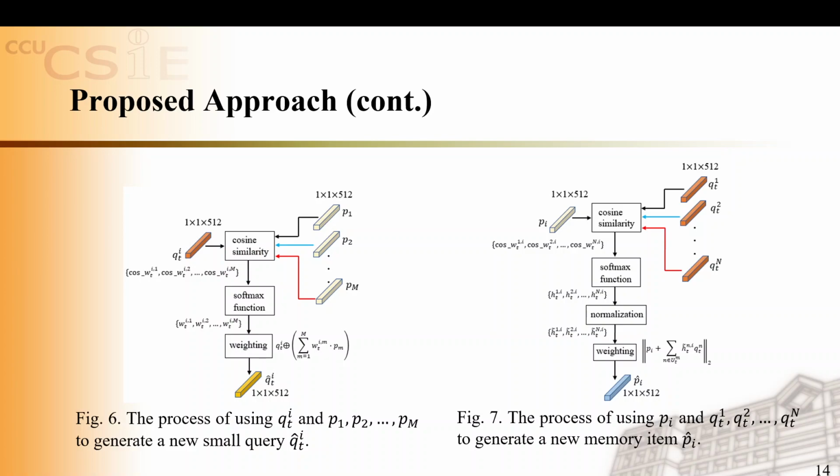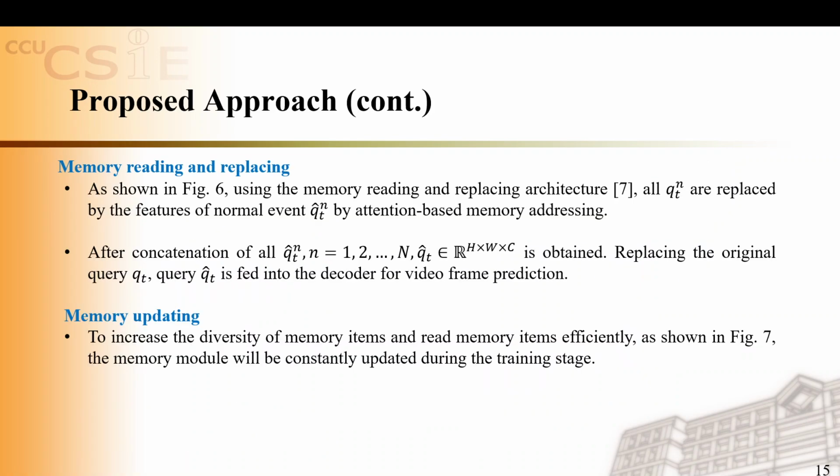Figure 6 shows the process using Qt and P1 through PM to generate a new small query. Figure 7 shows the process using Pi and Qt1 through Qtn to generate a new memory item. As shown in Figure 6, using the memory reading and replacing architecture, all Qtn are replaced by features of normal events by attention-based memory addressing.